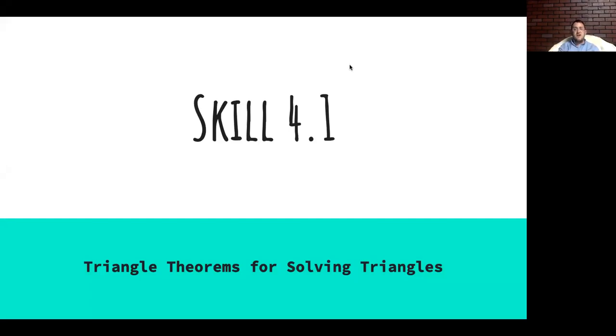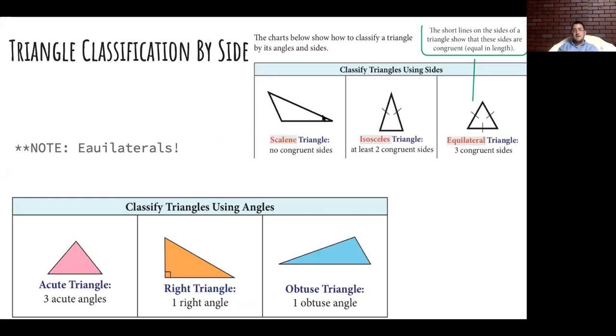Hello, scholars. We are now on unit 4, which is the triangle unit. What we're going to do in skill 4.1 is identify a lot of theorems that are useful for solving things in triangles. We're going to focus on some of the angle problems in triangles. Before we do that, though, I want to make sure that we are familiar with the terminology here.